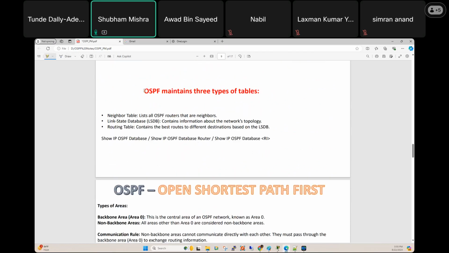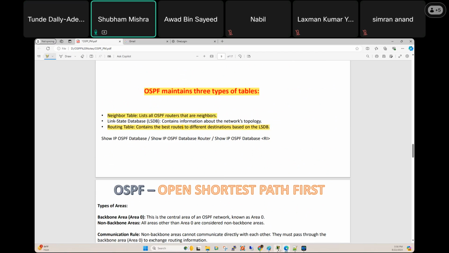OSPF maintains a total of 3 types of table. I'm not going to tell you about the routing table because I hope everyone already knows about the routing table. Router already maintains the routing table. Neighbor table. Basically, OSPF maintains one table that is called the neighbor table, and in this neighbor table, the router stores the information about its neighbors. Getting my point, everyone?